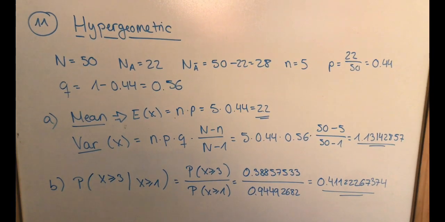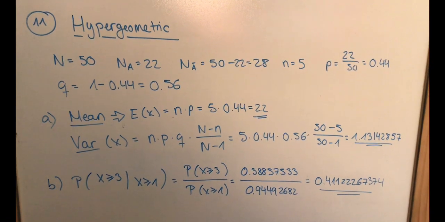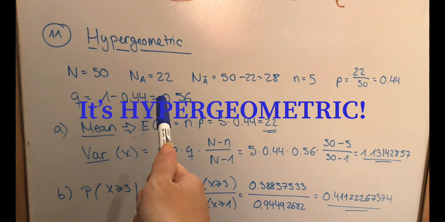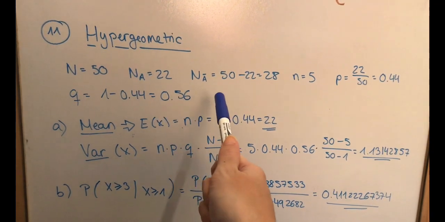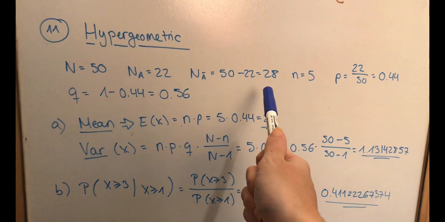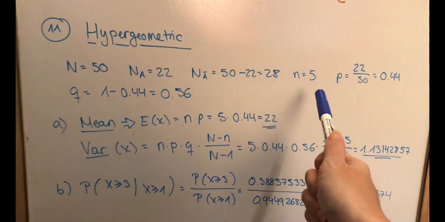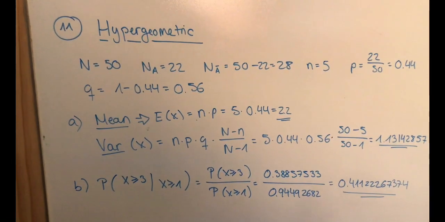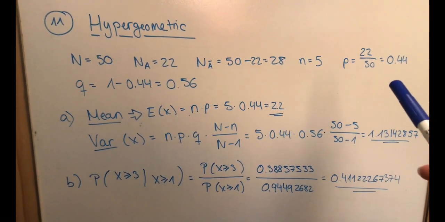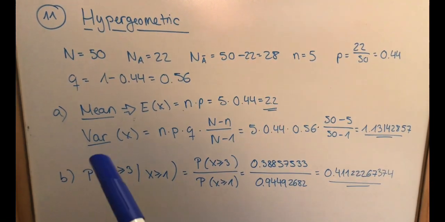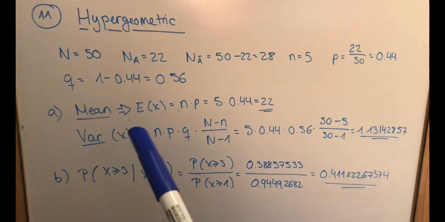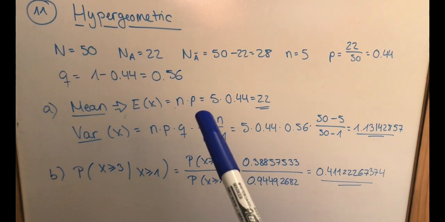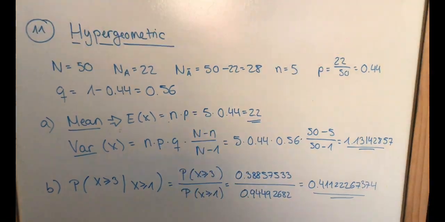The following data can be extracted from the text. In the first place, the population size is 50, and then the number of successes in the population is going to be 22, which the opposite will be 50 minus 22, which is 28. The sample size is 5, and then we have p, probability of success, which is 22 divided by 50, which is 0.44. Now in the first section, they ask for the mean, so we just apply the formula that we already know, which is the sample size times the probability of success, and it is 2.2.